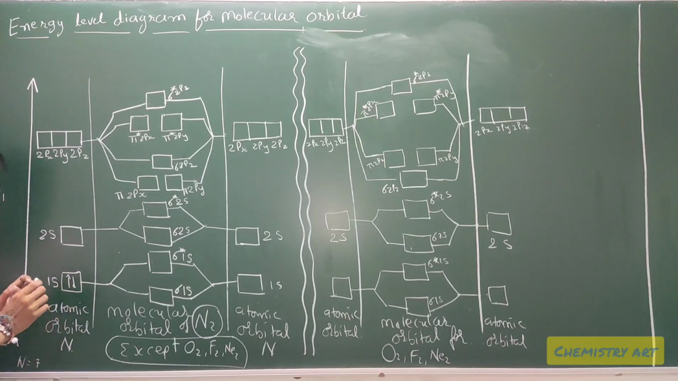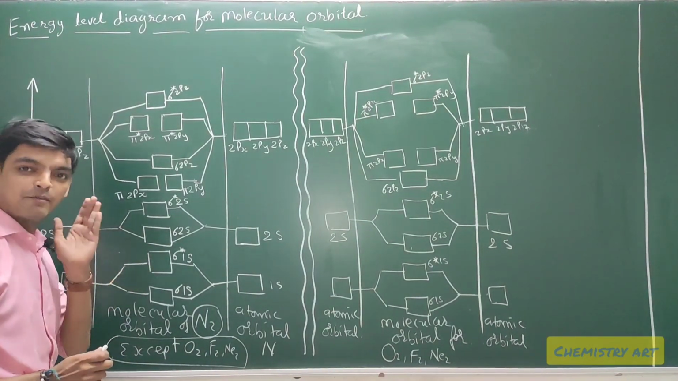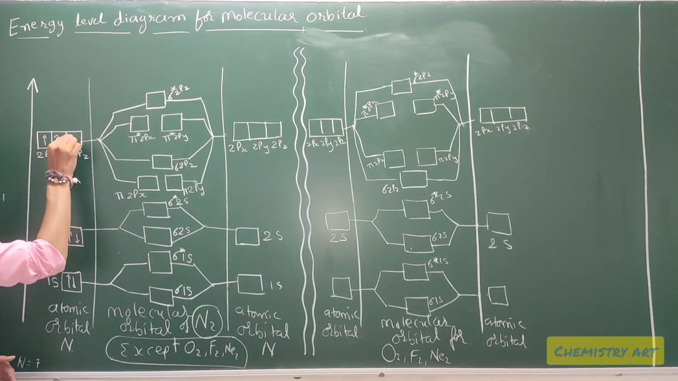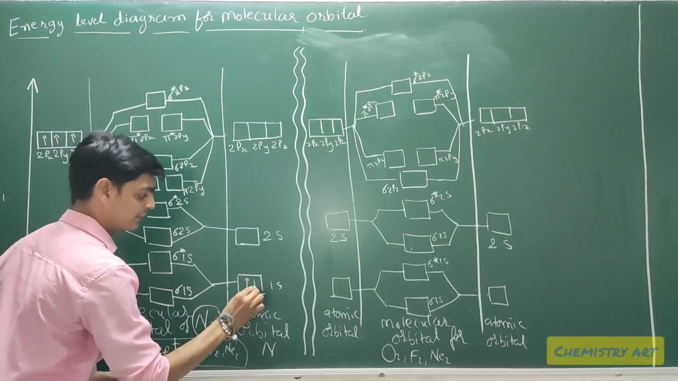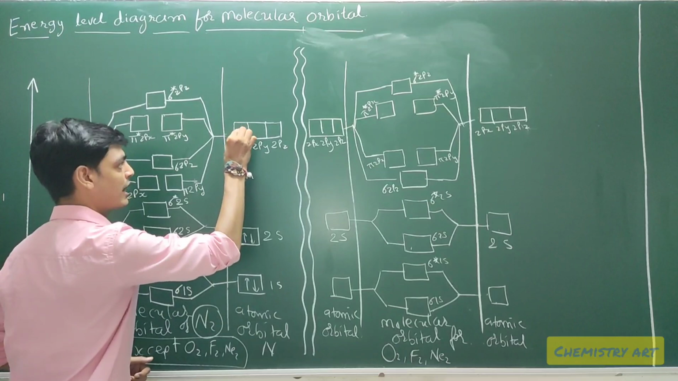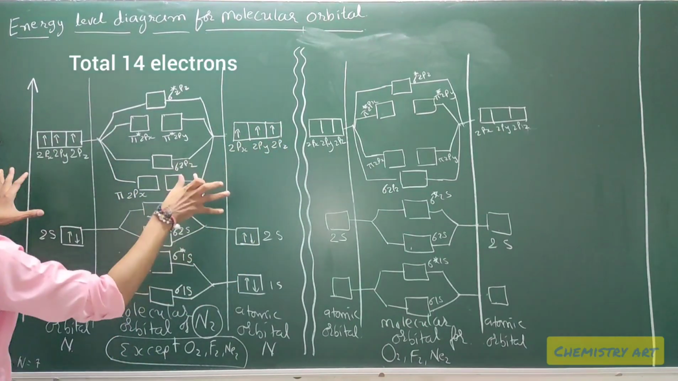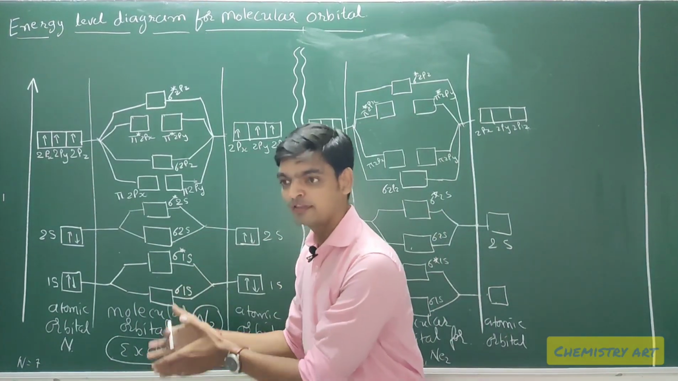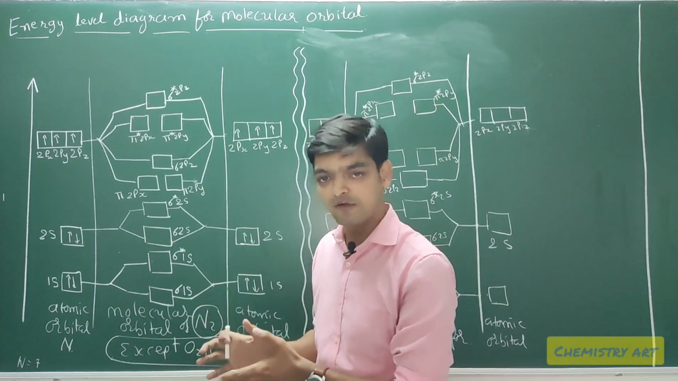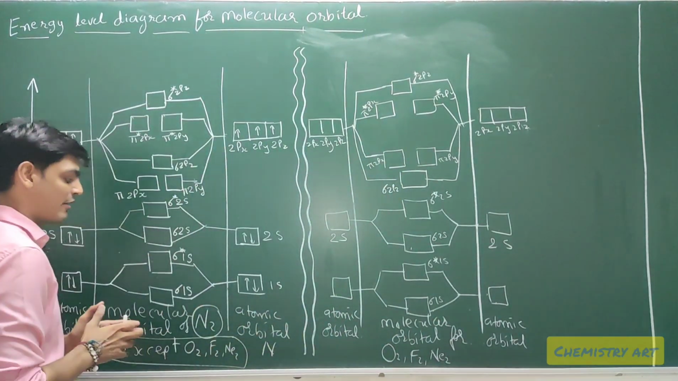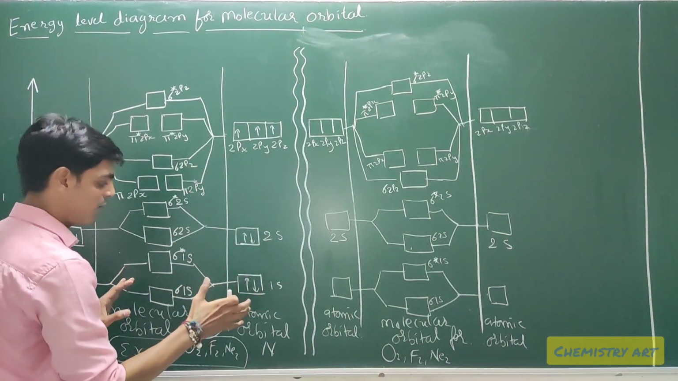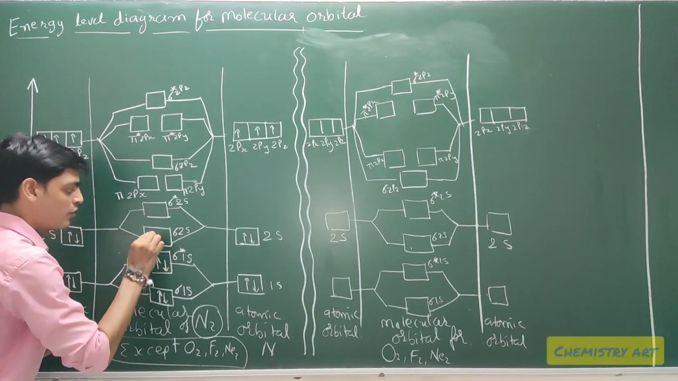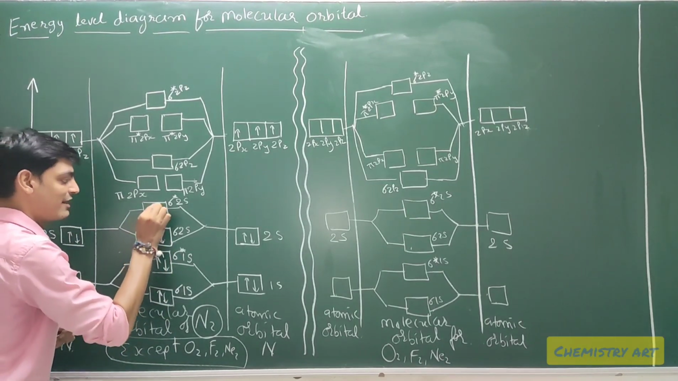We have to follow the Aufbau, Hund and Pauli's rule. 1, 2, 3, 4, 5, 6, 7. Here 1, 2, 3, 4, 5, 6, 7. Like this, 7 plus 7, we have a total of 14 electrons. And when we are filling the molecular orbitals, the same rules we have to follow: Aufbau, Hund and Pauli's rule. So total 14 electrons we have, and now we'll fill them.